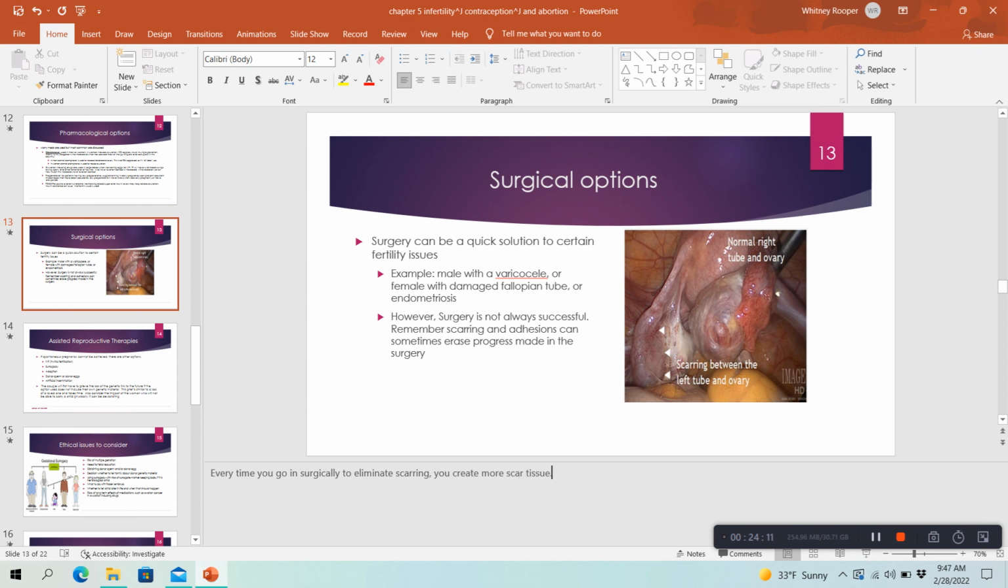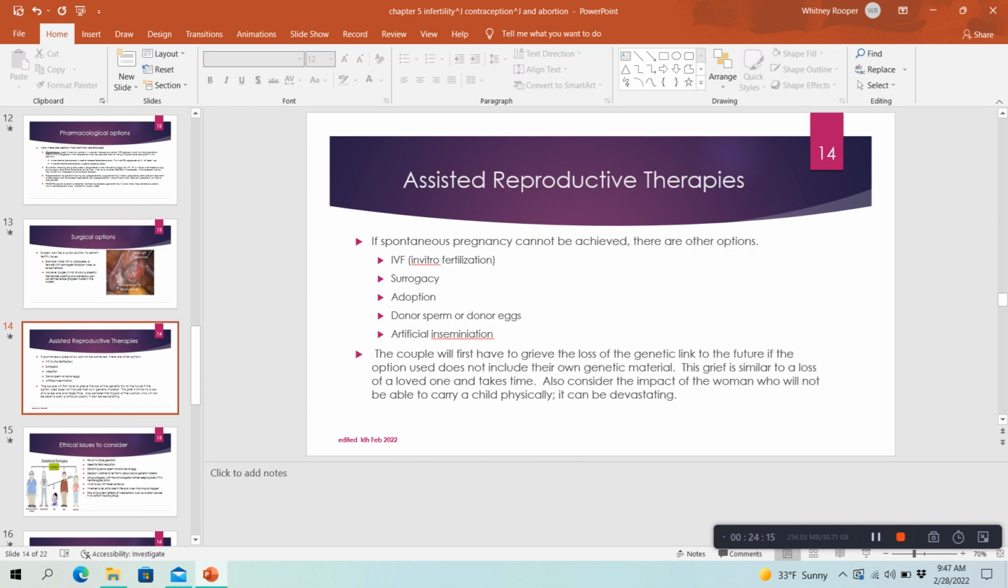And now let's talk about if spontaneous pregnancy is not going to happen. Whatever the problem is, it's clear that a spontaneous pregnancy is not going to occur. Then the options that a woman and a man have are in vitro fertilization, surrogacy, adoption, donor sperm, donor eggs, artificial insemination. Those are our options.